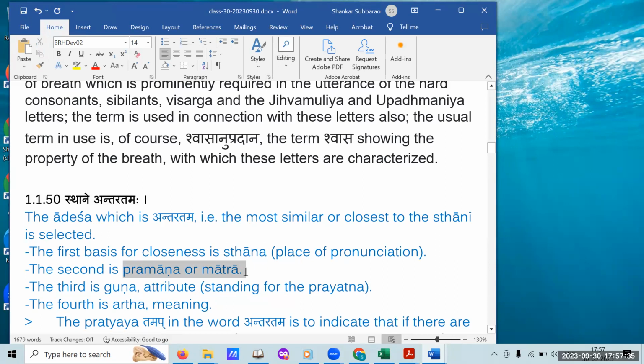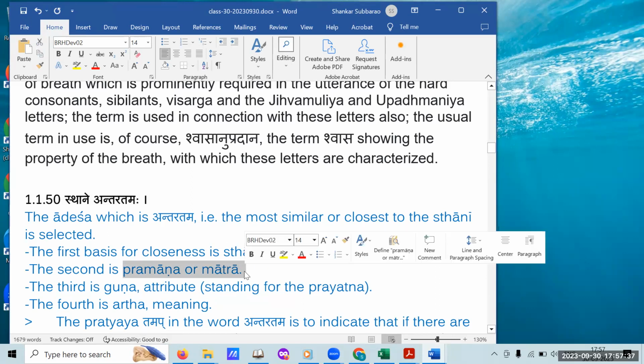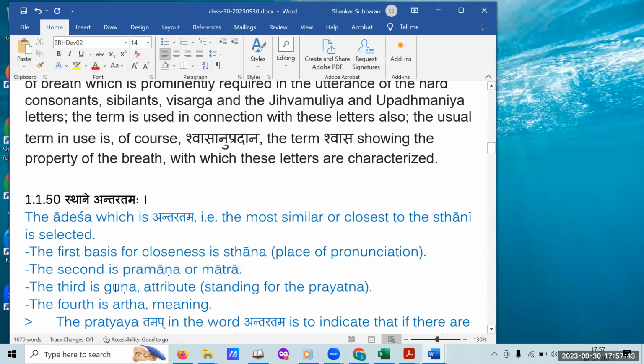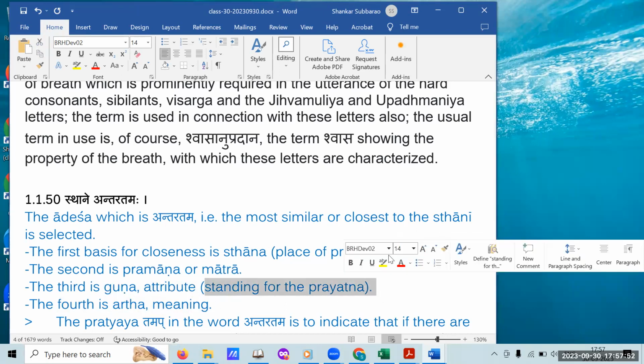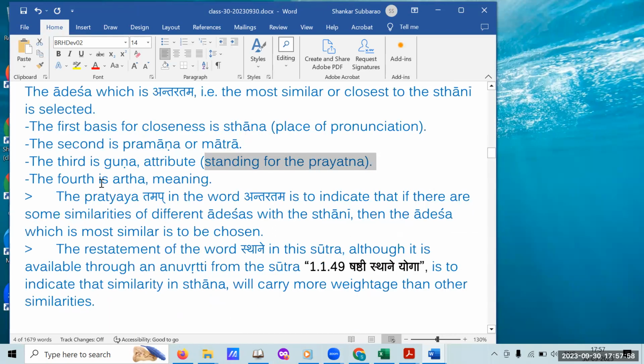We will not look into this. Pramana means how long is it? Is it a or a? What should replace? U or u? That kind of a thing will come. Third is called a Guna, closeness in terms of Guna. This stands for the Prayatna, which will include Bahya Prayatna. Okay, and the fourth is based on Artha, the meaning of the replacements. Again, not important for us right now.